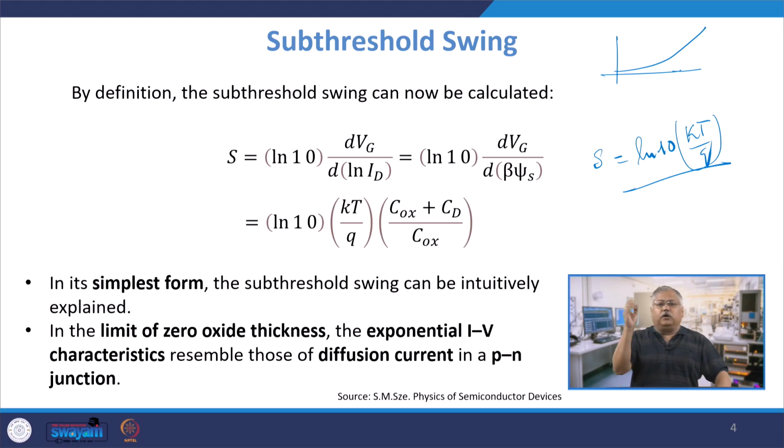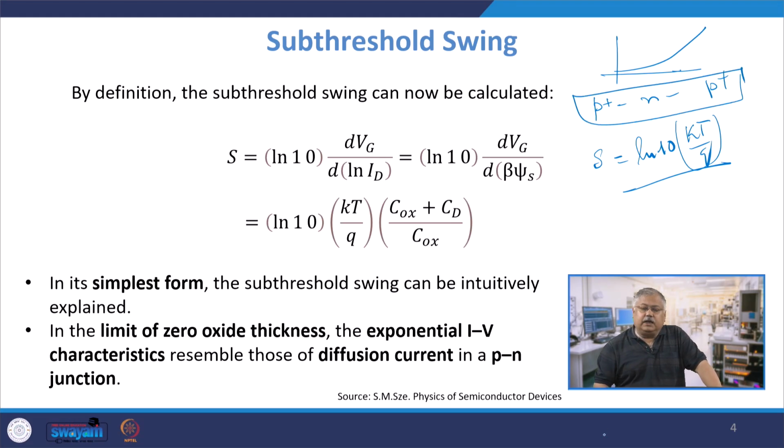That is true also. If you remove the oxide thickness, it is nothing but P plus N P plus, right. These three terms come into picture. So, there are two back to back connected diodes, and therefore, the behavior will be almost like the characteristics of an exponentially rising function of a PN junction diode.